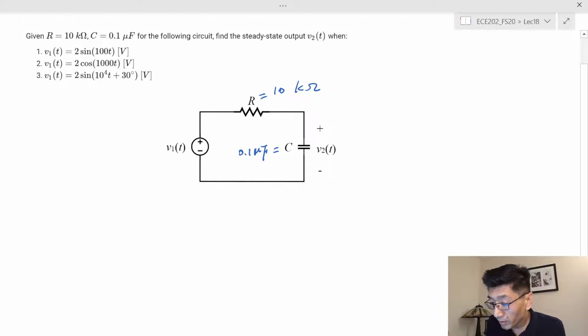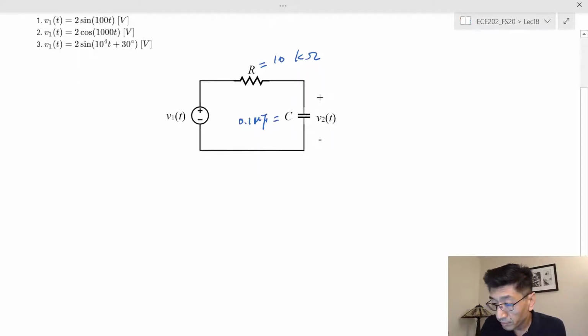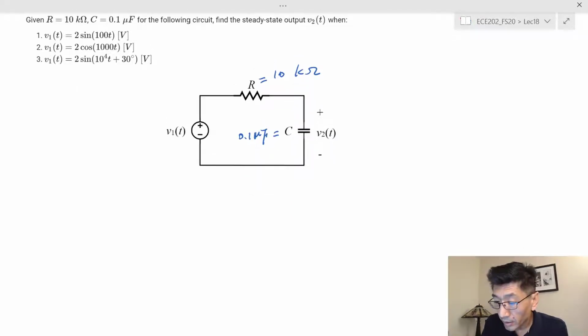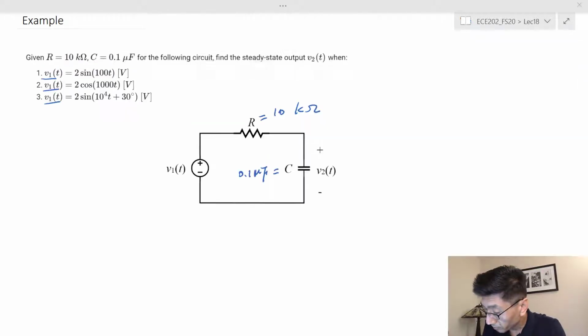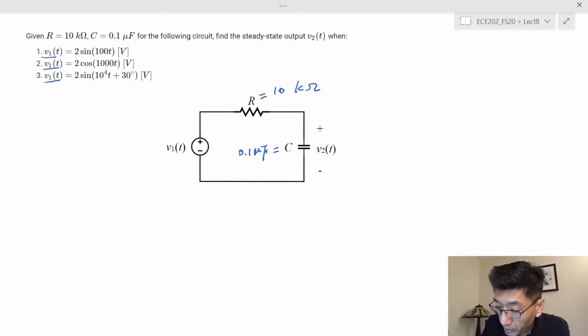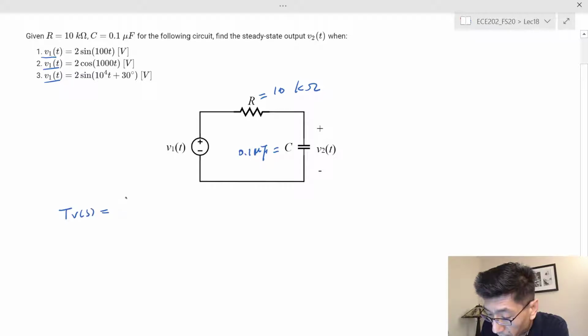In this case, we have three different types of input. We're trying to find the output, the steady state response output. Since we are using the transfer function, we'll first find the transfer function. This is a simple one, so T(s) is equal to V2(s) over V1(s).